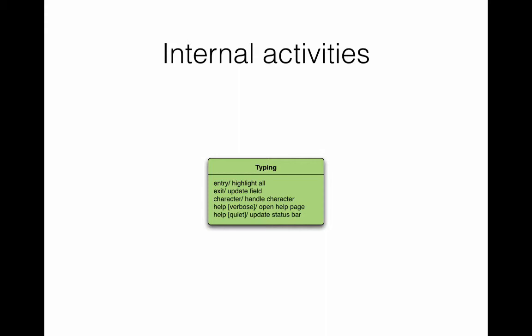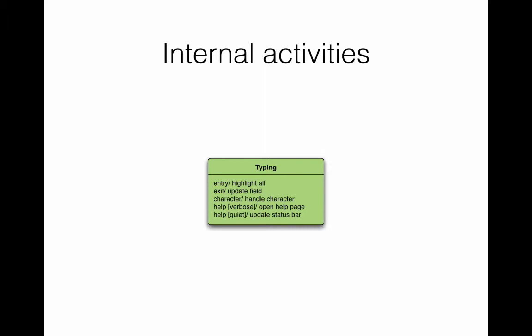States don't have to be simple names. Internal activities can occur during any given state. Placing the event trigger, guard, and action inside the state box itself means that the activities occur, but they don't put the system in a different state. In this example, if you type a character, the system handles the character and remains in the typing state.